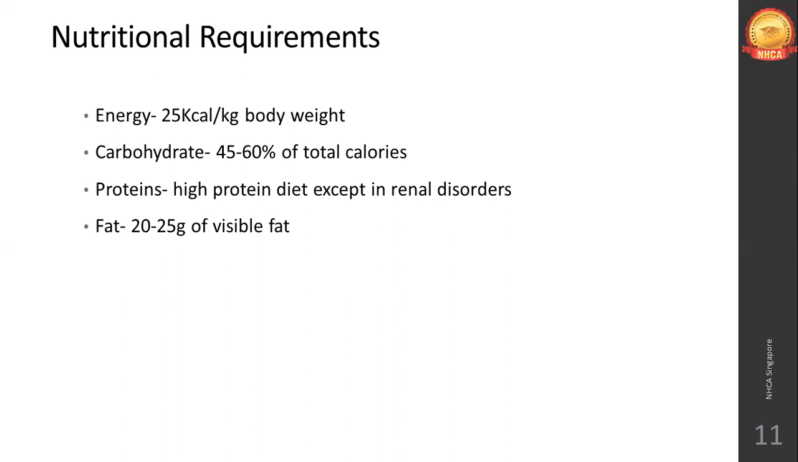Fat: 20 to 25 grams of visible fat. You have to be a little bit considerate when you're using fat. A low fat diet is better, as it increases the insulin binding capacity. Go for MCT, medium chain triglycerides, and polyunsaturated fatty acids. Omega-3 fatty acids should be taken. Trans fat should be completely avoided. Blended vegetable oils should be consumed.